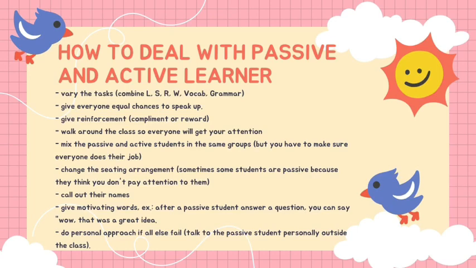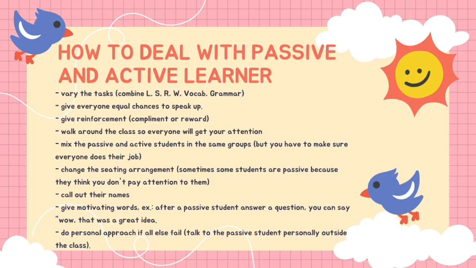First, we can vary the tasks, combining listening, speaking, reading, writing, vocab, and grammar, because each student has a different learning style, so we must combine all of them. The second one is to give everyone an equal chance to speak up, because one of the characteristics of young learners is being egocentric, so we must give them an equal chance. The third is to reinforce with comments, compliments, or rewards, because young learners need validation.